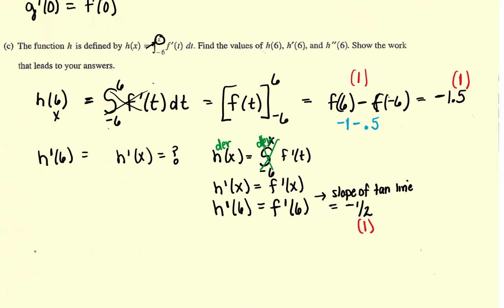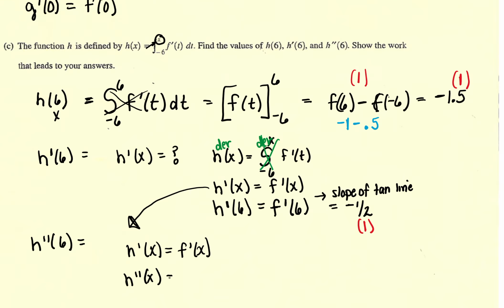Then the very last one says to find h double prime of 6. Well, if the first derivative of h is equal to the first derivative of f, wouldn't it imply that the second derivative of h is the second derivative of f? So that means we need to take the second derivative, which means we just take the derivative of this. We just said right here that the first derivative is negative 1/2.